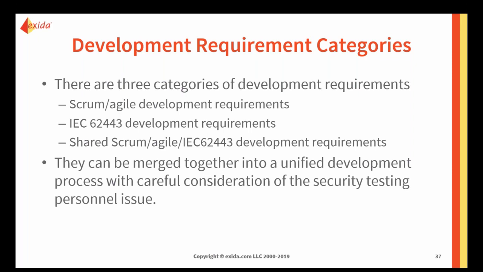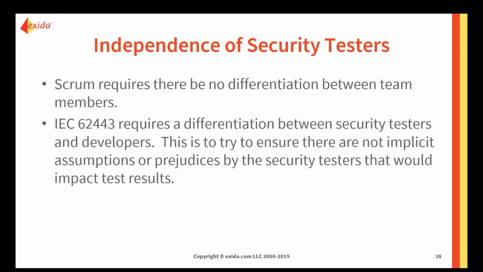You get the standard security practices, and you get the standard industry non-security practices. So we want to merge them together into a unified development process, and we need to carefully consider the security testing because of this 62443 requirement. And again, just to reiterate, Scrum requires no differentiation, and 62443 requires differentiation. The reason is that they want to ensure there aren't implicit assumptions or prejudices by the security testers that might impact the results.